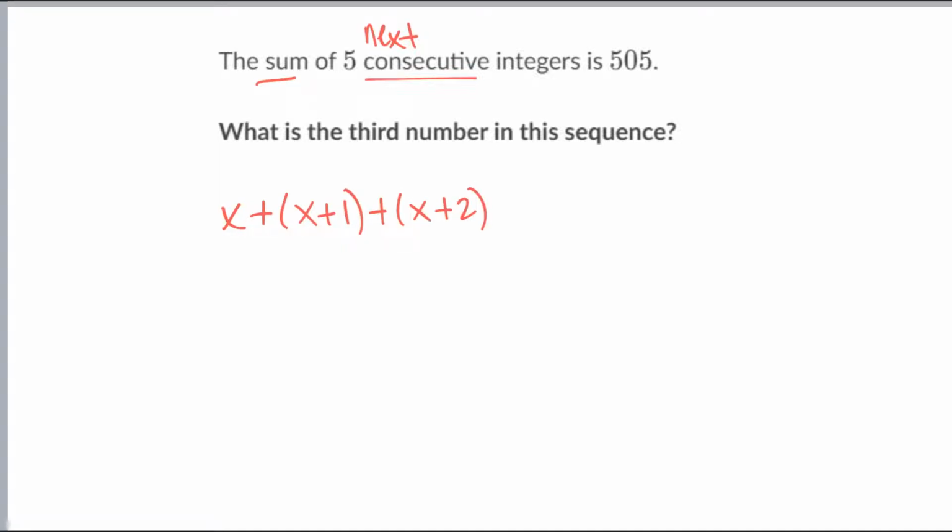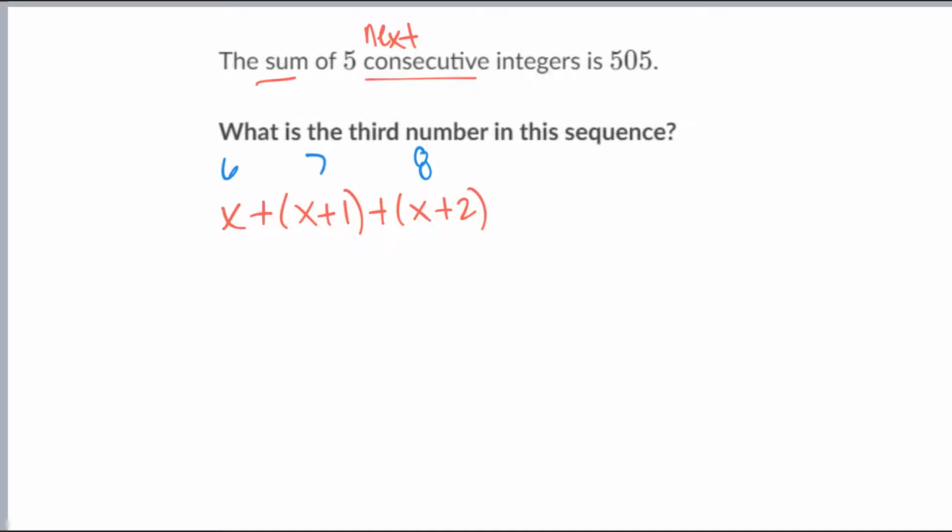And then I'm going to add, again, the sum. I need 5 of these numbers. Here is the first number. And just to show you, let's say the first number is 6. Then the next number would be 6 plus 1, so the next one would be 7. And then the next one would be our original number, 6 plus 2, and that would be 8. And here are 3 consecutive numbers. 6 and 7 and 8 are consecutive numbers.